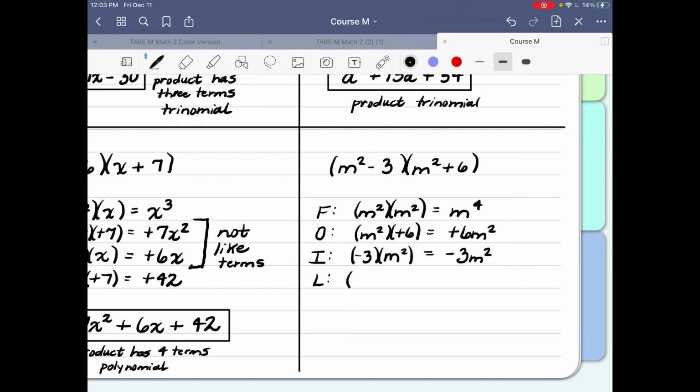And then the last two, I have negative 3 and plus 6. And that's going to be a negative 18. Use your calculator if you need to do that. So check to see if these can combine, and they can. So you have 6 subtract 3, that leaves you with 3 m squareds. So here's the final answer. M to the fourth plus 3m squared minus 18.